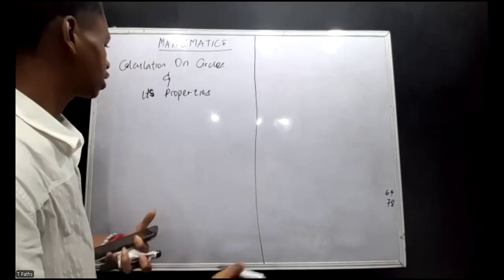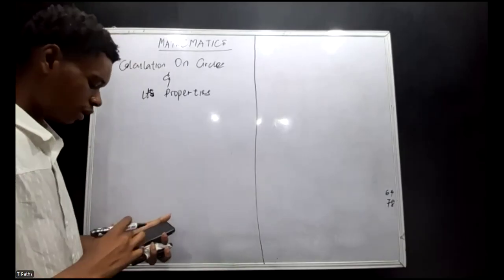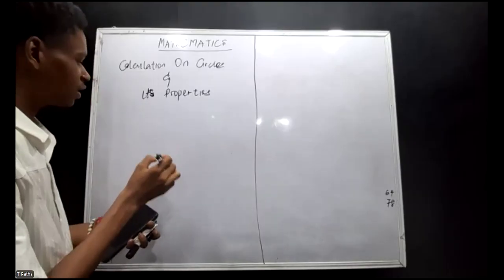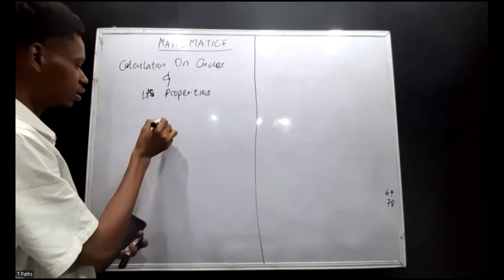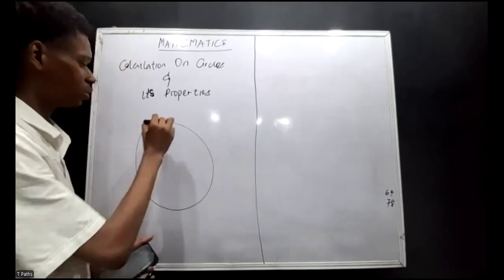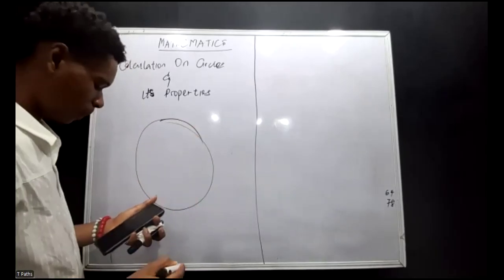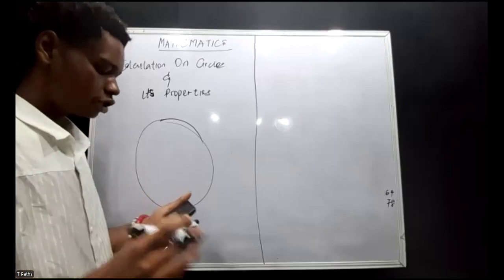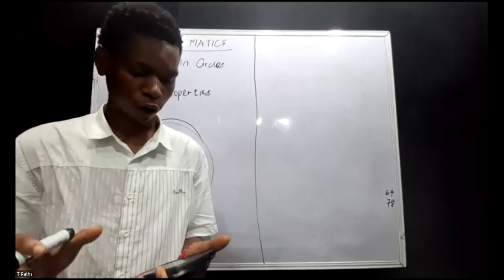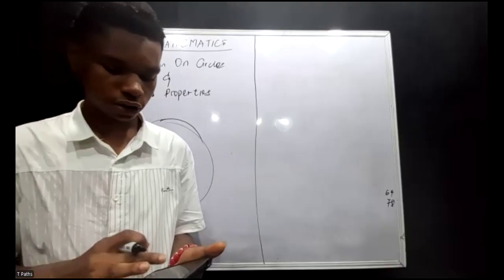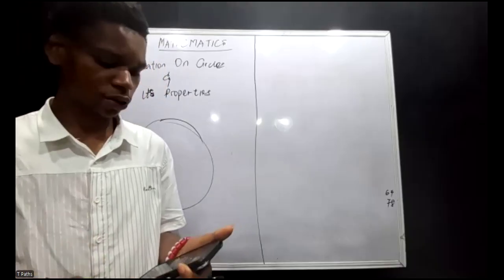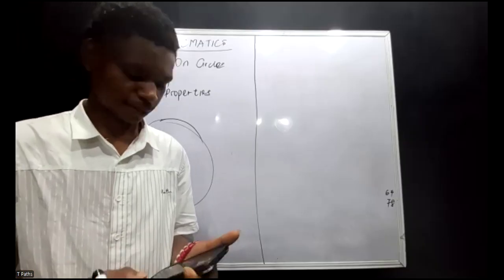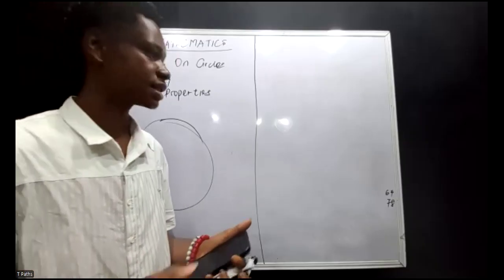so we'll move to working examples. We'll pick working examples from the past question. The question says the length of a sector of a circle is 33 centimeter. I'm going to draw out a circle. Find the angle it subtends at the center if the radius of the circle is 14 centimeter.